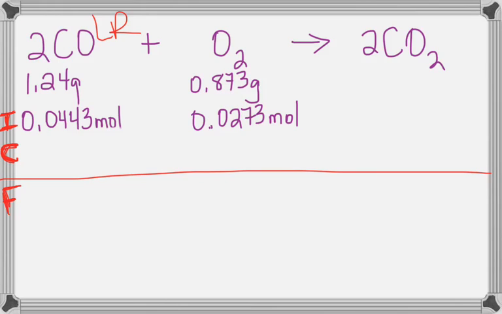we've already done. Okay? We know that CO is the limiting reactant. And that's important because if CO is the limiting reactant, that means I'm going to use all of it. So now I know that down here on the F line, I'm going to have none of it left. So if I start with 0.0443 and I end up with none of it, how much did I use? 0.0443. Right?